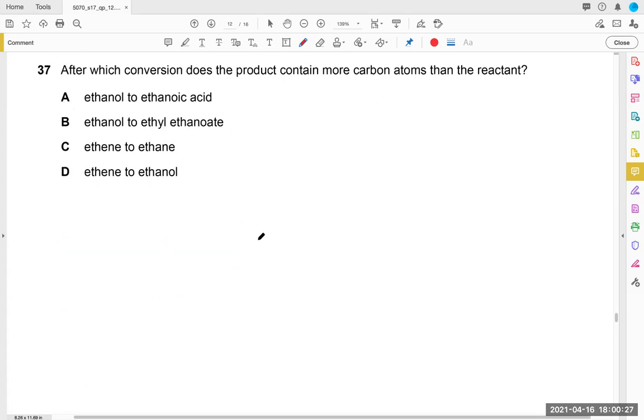After which conversion does the product contain more carbon atoms than the reactants? Okay. Let's look at the names. Ethanol has 2, ethanoic has 2. Same. Ethyl has 2, ethanoate has 2, total 4. So 2 to 4. So this is the answer. Ethene to ethane, 2 to 2. Ethene to ethanol, 2 to 2. So B is the answer.